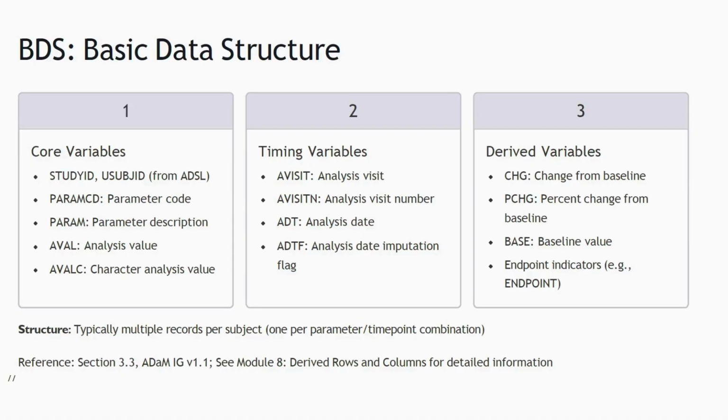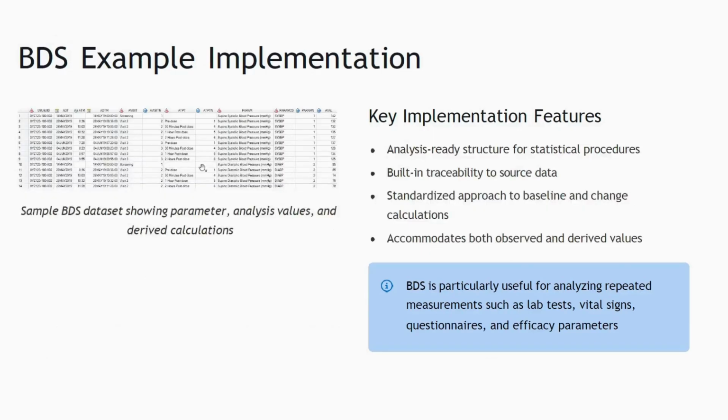Here the simple BDS data shows how the parameters and analysis value derived calculation work together. The key implementation features are analysis-ready structures for statistical procedures, built-in traceability to source data, a standardized approach to baseline and change calculations, and accommodation of both observed and derived values. BDS is particularly useful for analyzing repeated measurements such as lab tests and vital signs.